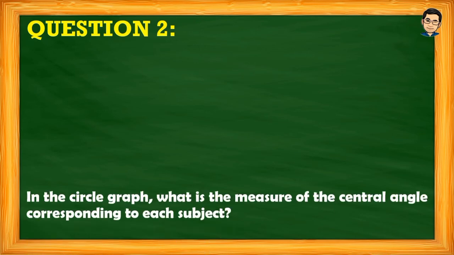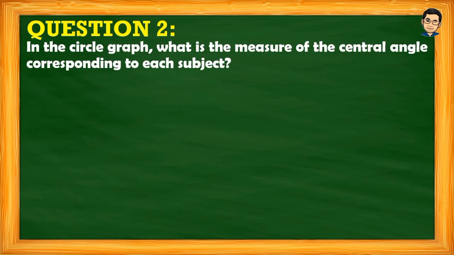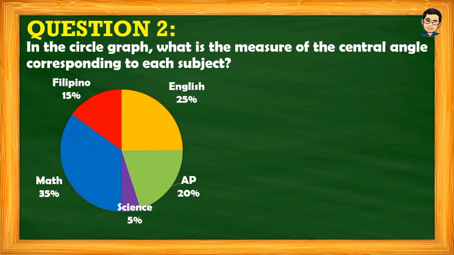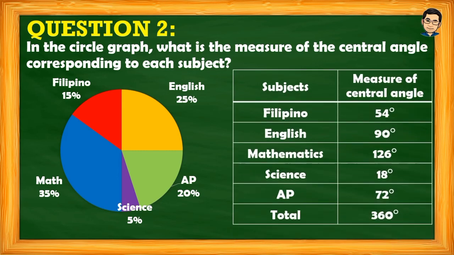Next, for question number 2, in the circle graph, what is the measure of the central angle corresponding to each subject? Yung mga na-solve natin kanina. So, for Filipino, yung measure ng central angle niya, 54 degrees. For English, we have 90 degrees, which is a right angle. Ayan, right angle siya, kasi 90 degrees ang kanyang sukat. And then, mathematics naman, 126 degrees. For science, 18 degrees. And then, AP, 72 degrees.